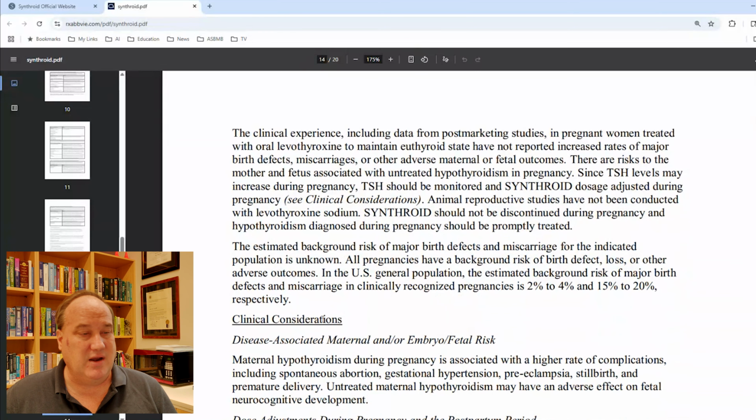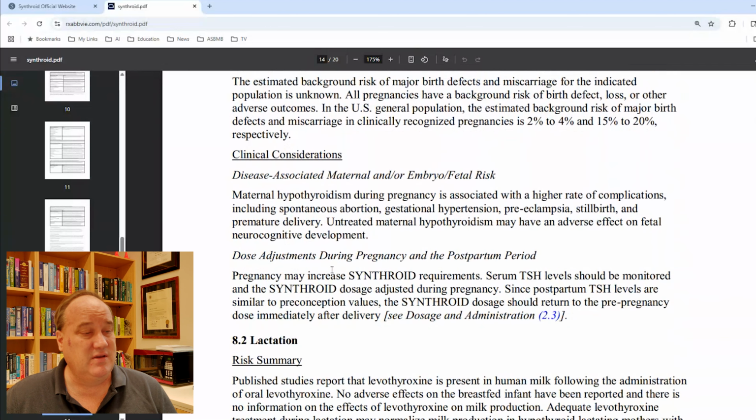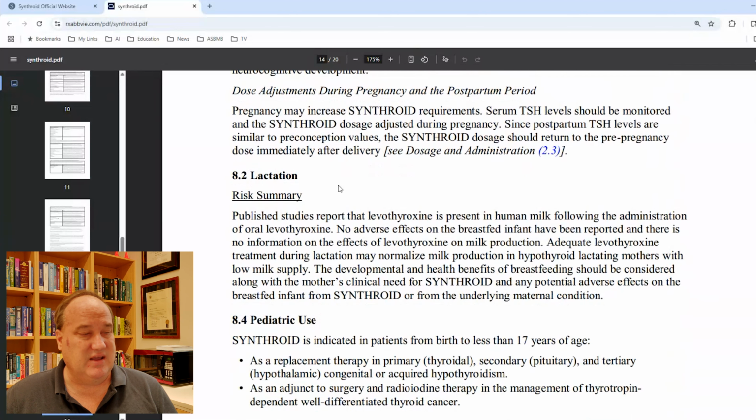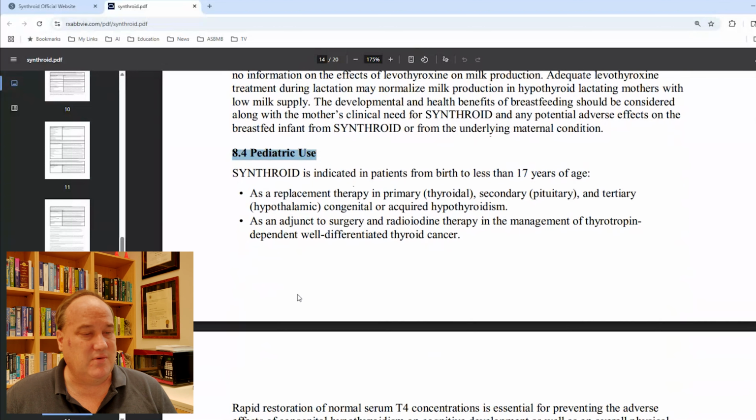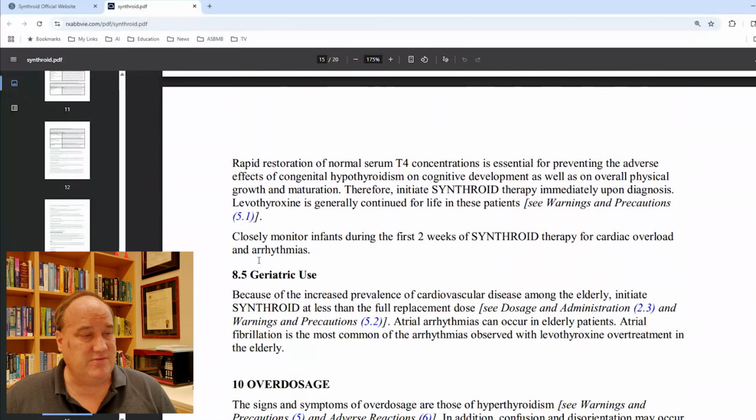So you're going to want to monitor. They're not saying not to use it in this case, but you're going to want to monitor a pregnant patient very closely. Then lactation, again, pediatric use. So this is very important to take into account for those under 17 years of age, so for minors. And then also for the elderly as well. That's also important.